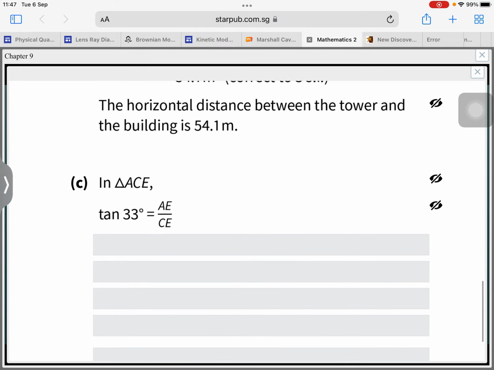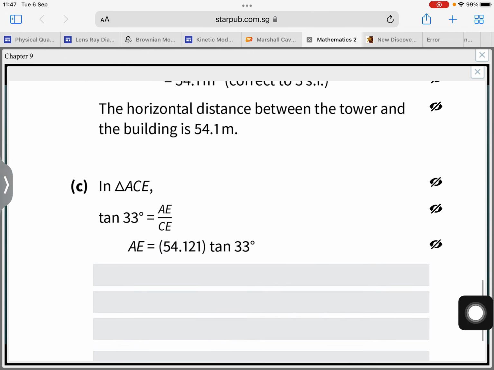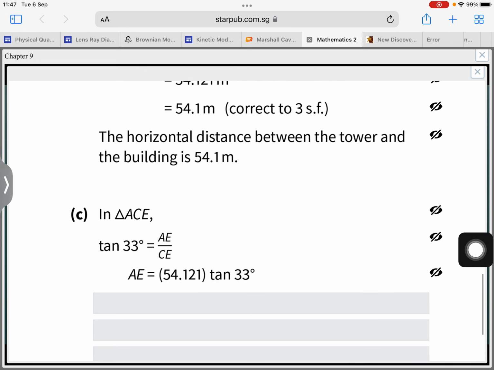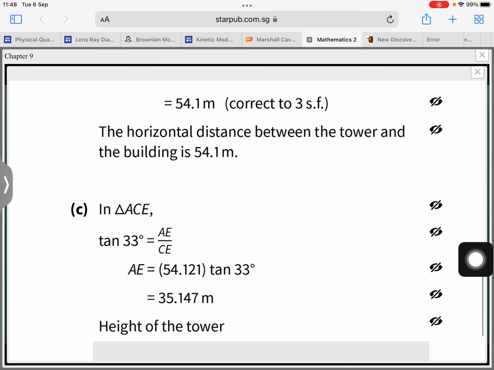In this case, I make use of 33 degrees, meaning this angle 33. So tangent 33 will be opposite over adjacent. Opposite is what I'm trying to find, AE, and this will be equals to BD, which is 54.1. I take this 54.1, I multiply across, AE will just be this times tangent 33. Of course, if possible, instead of using 54.121, you key in 30 over tangent 29 times tangent 33. Then you'll get the most perfect answer before rounding off. So AE is about 35.147 meters.